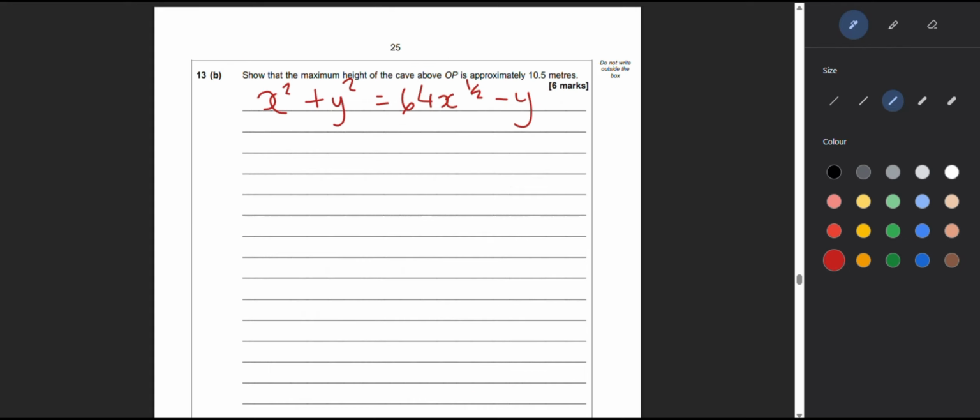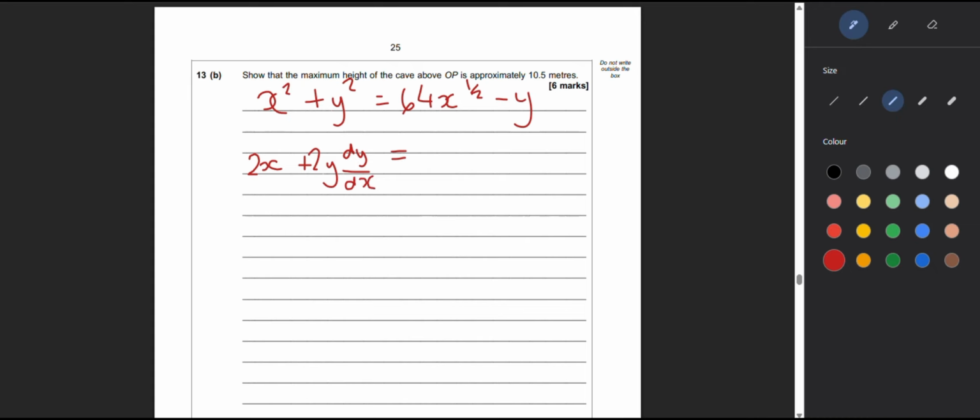So part 2 of the question says, show the maximum height of the cave above OP is approximately 10.5 meters. So for a maximum, we're going to have to differentiate. We're going to have to use implicit differentiation here because we've got x's and y's in it. So let's do that. We're going to do 2x here, and then we differentiate y squared with respect to x using the chain rule, so we get 2y dy by dx.